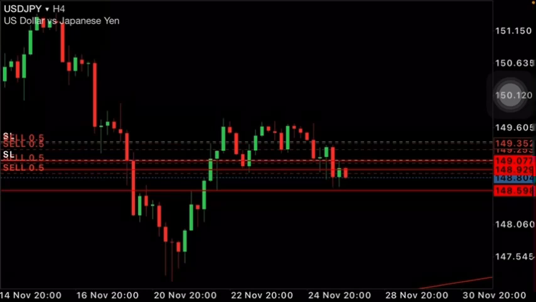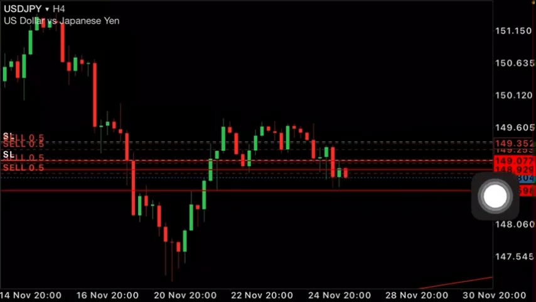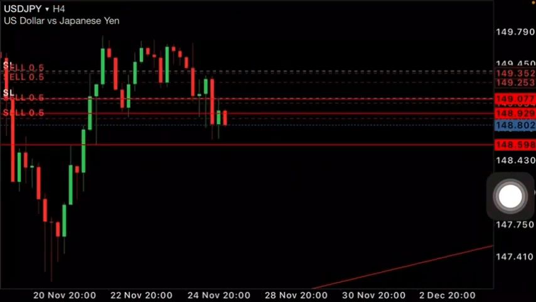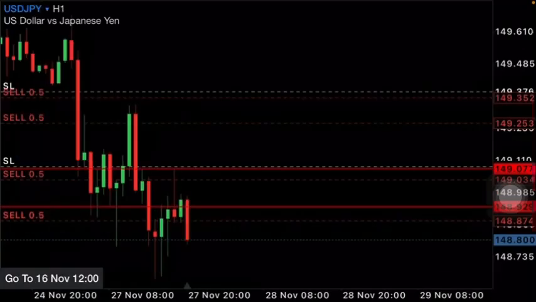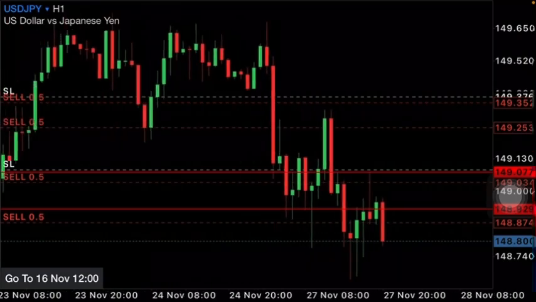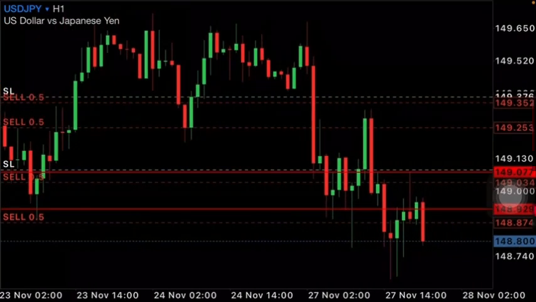So this is the post analysis for USDJPY, right? I remember I shared this analysis with us before the market opened, and I told us that with this market, we should be expecting a huge sell. And as you can see, guys, I'm already in massive profit.